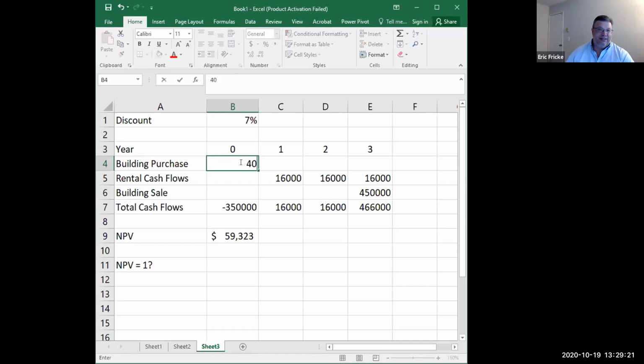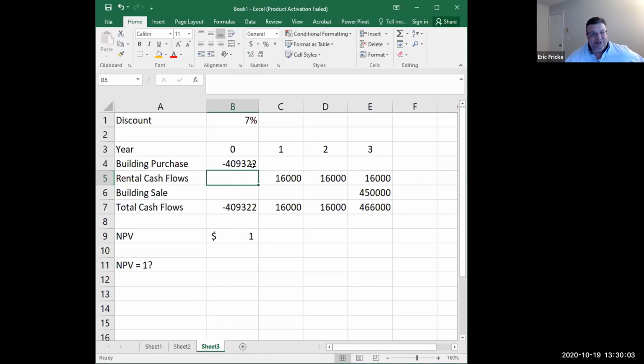Let's say with $400,000, would that still give me an NPV? Oh, it needs to be negative. I'm sorry. Okay, so if we pay $400,000, now we only have $9,000. What if I pay $409,000? Oh, now my NPV is $323. I can pay a little bit more. Let's say I pay $409,322. There we go. $1 NPV.